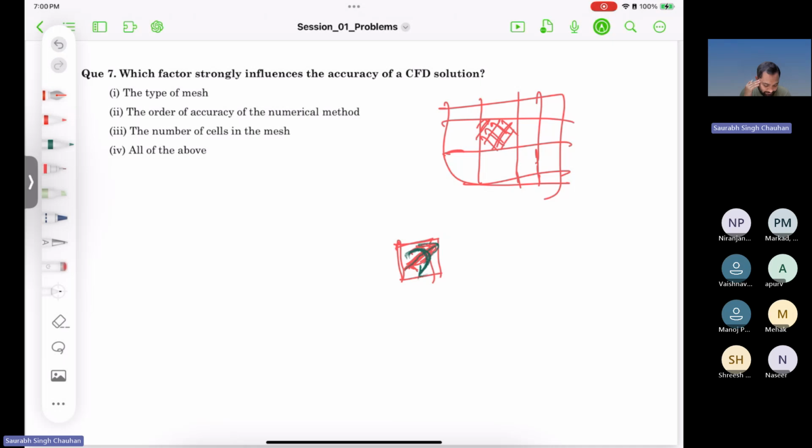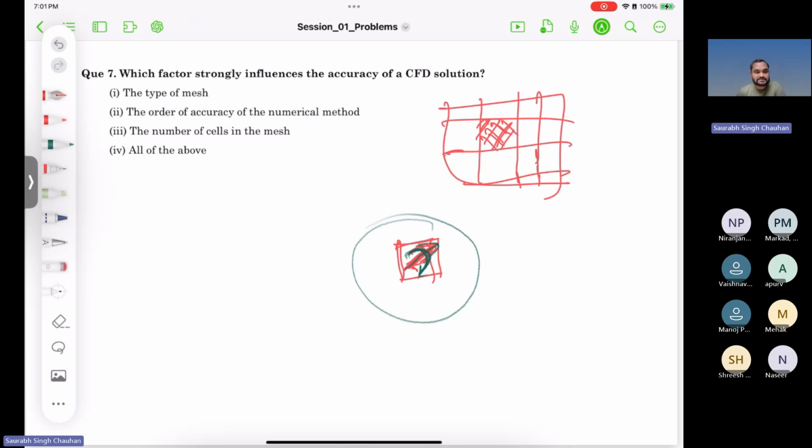Third option says the number of cells in the mesh. So yes, there is something related to this thing that I discussed just a few seconds ago. If there are very few cells, then you will say, okay, the mesh is a coarse mesh. It is not a fine mesh. Okay. If there is a high number of cells, then we say it is a finer mesh. Okay, if the cell size is smaller.